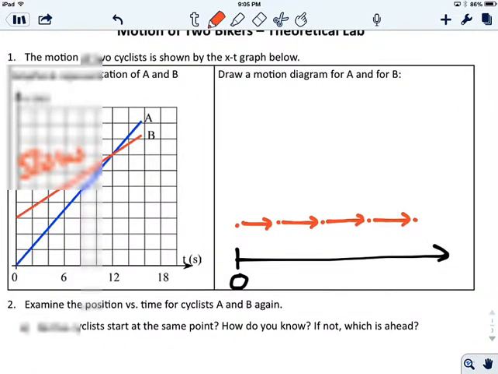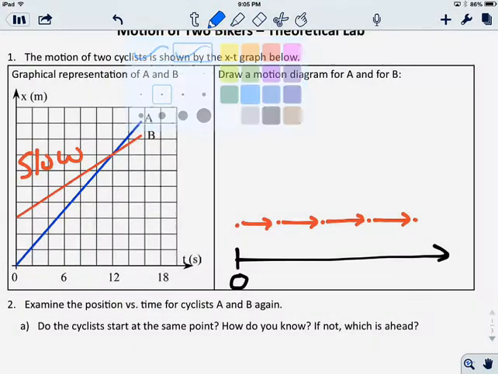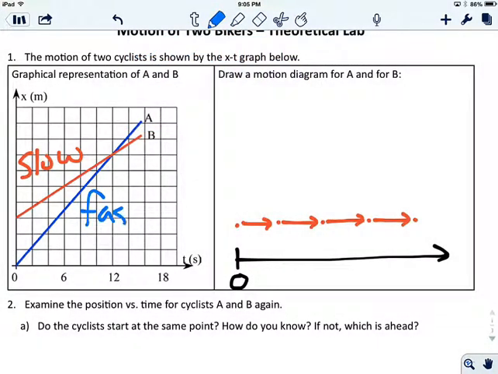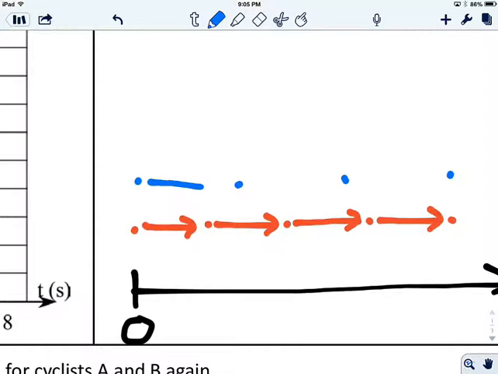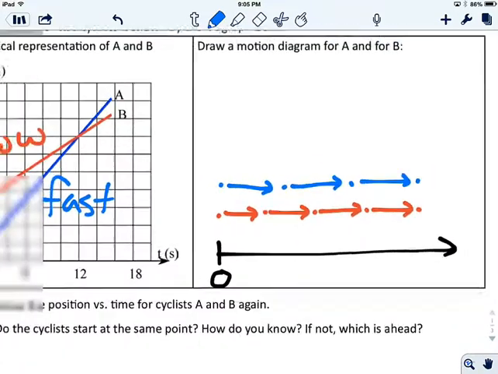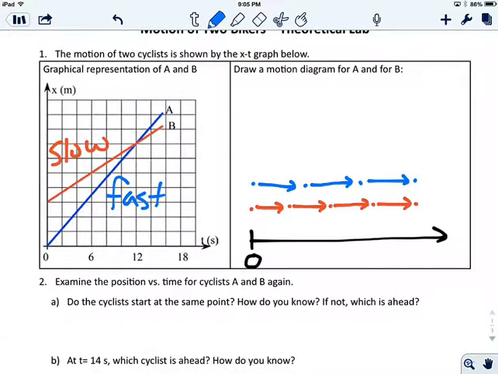Okay, now let's go back and look at A. A I know is a little faster, and the reason I know it's faster is that it's got a steeper slope. So for every time interval, when something's going faster, it's going to go a little bit farther per time interval. So I drew my dots a little farther apart, and now I see that for each point in time, A goes a little bit farther than B does, and that's how we know that it's faster. So that's my motion diagram.